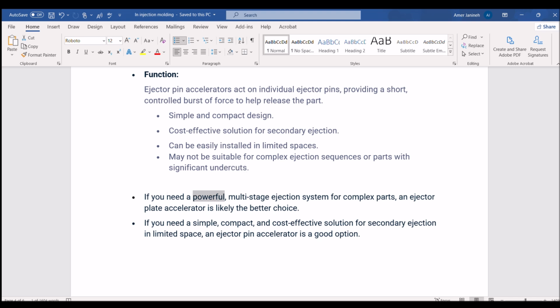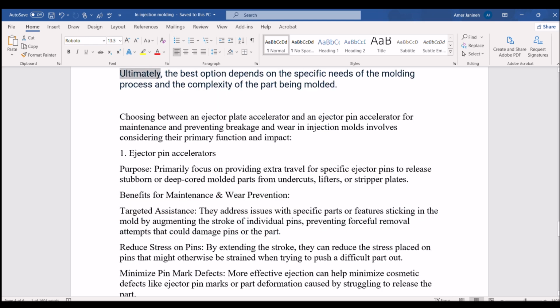If you need a powerful, multi-stage ejection system for complex parts, an ejector plate accelerator is likely the better choice. If you need a simple, compact, and cost-effective solution for secondary ejection in limited space, an ejector pin accelerator is a good option. Ultimately, the best option depends on the specific needs of the molding process and the complexity of the part being molded.